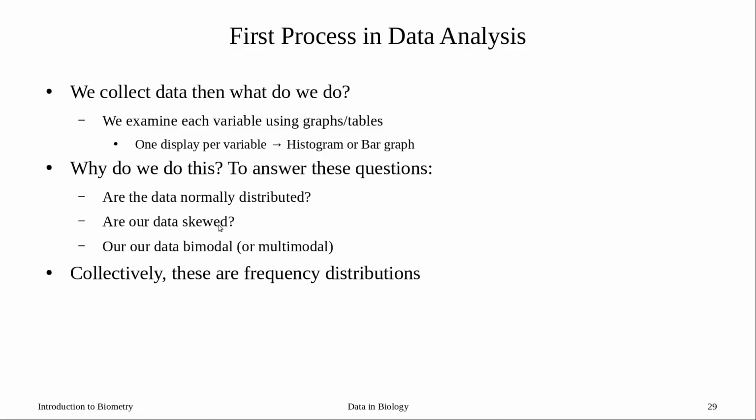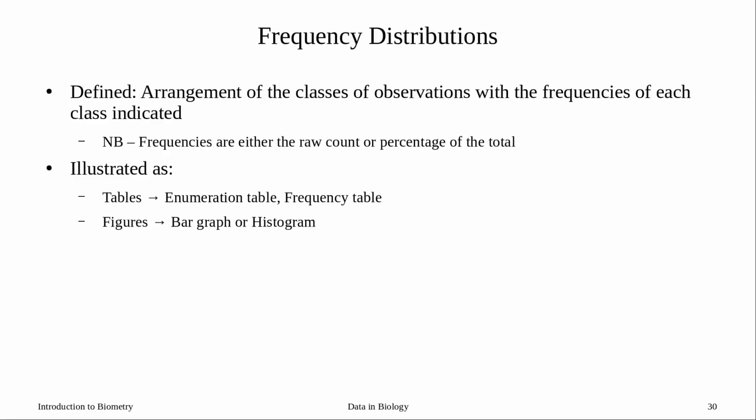What we're going to do is learn how to do histograms and tables and bar graphs now, so that as we move forward, you've already learned how to do them, and hopefully you have an easy time making them. All right, so frequency distributions. These are arrangements of the classes of observations with the frequencies of each class indicated. Now our frequencies can either be a raw count or they can be a percentage of the total. We can illustrate them as a table, which would take on the name of an enumeration table or a frequency table, or we can display them as a figure, so either as a bar graph or a histogram.